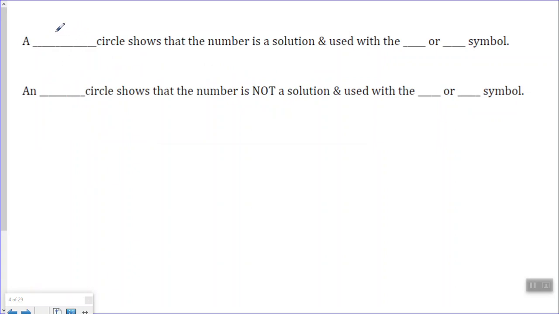So there are two types of circles. A closed circle looks like this. It shows when the number is a solution and is used with greater than or equal to or less than or equal to, where you have this equal sign underneath. An open circle shows that the number is not a solution and is used with greater than or less than symbols. There is no equal. Okay, these are greater than or equal to, less than or equal to. This is greater than, this is less than.